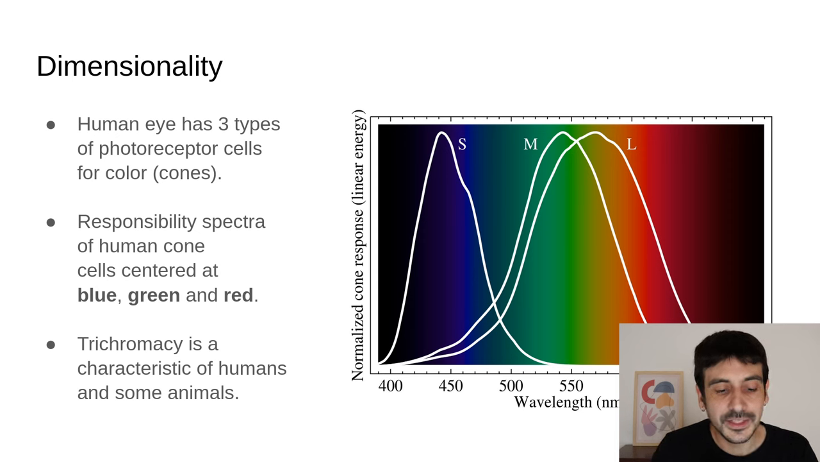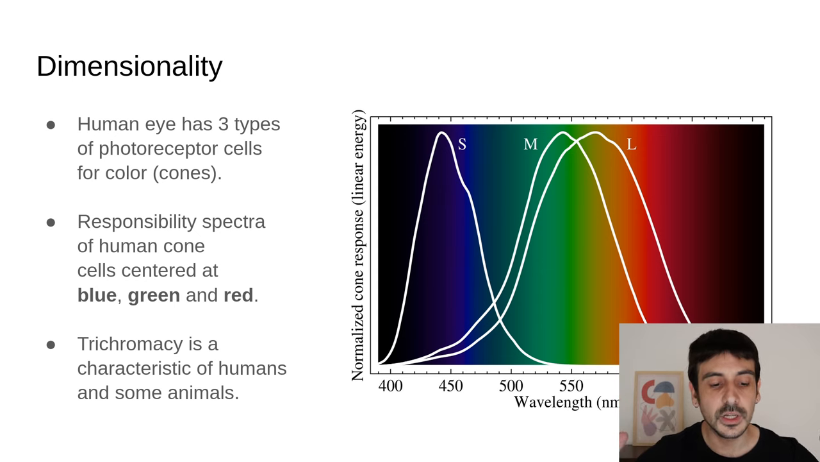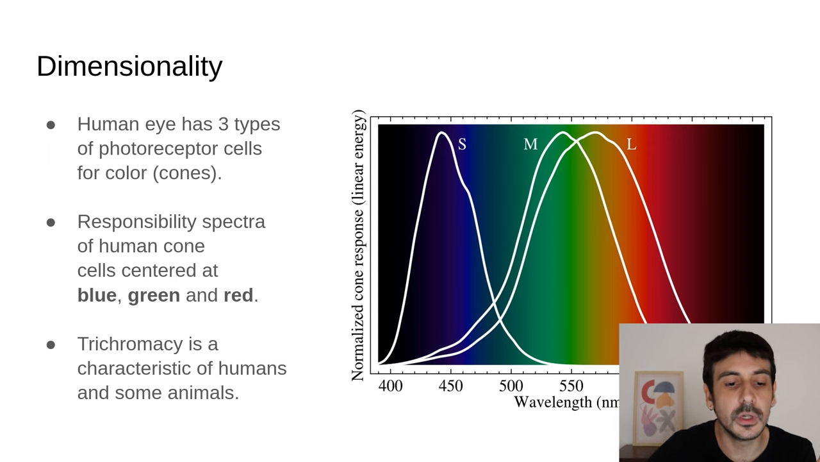And the last thing I'm going to say, a very quick note: this trichromacy, having three different types of photoreceptor cells, is common to humans and some animals, right? But there are a few animals which don't function the same way, which may have more types of photoreceptor cells, or fewer. They may have one or two. But in some cases, there are animals with maybe four, maybe five, or even more than that.